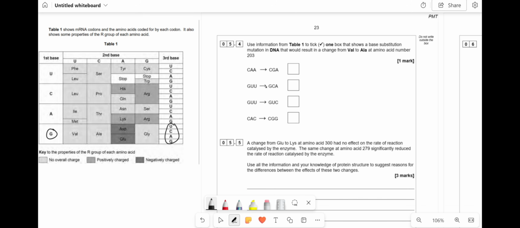So none of these in the middle have a U to a C switch that fits this, because you can see here that does have a GUU, and that is a GCA, right? So you might be misled into thinking that, but the question's saying the mutation in D. So it's going to be the opposites, all of these.